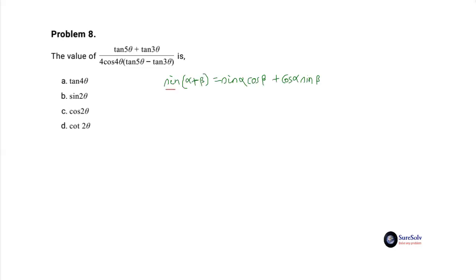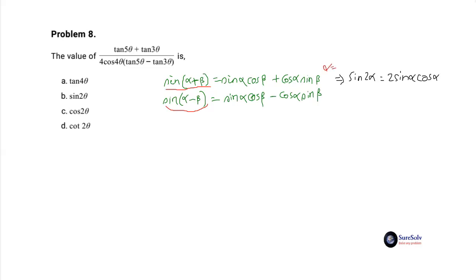Sin alpha plus beta equal to sin alpha cos beta plus cos alpha sin beta. Sin alpha minus beta equal to sin alpha cos beta minus cos alpha sin beta, and sin 2 alpha equal to 2 sin alpha cos alpha. The third relation you get by substituting alpha equal to beta in the expansion of sin alpha plus beta. Back to solving the problem, let's start converting the tan functions to sines and cosines.